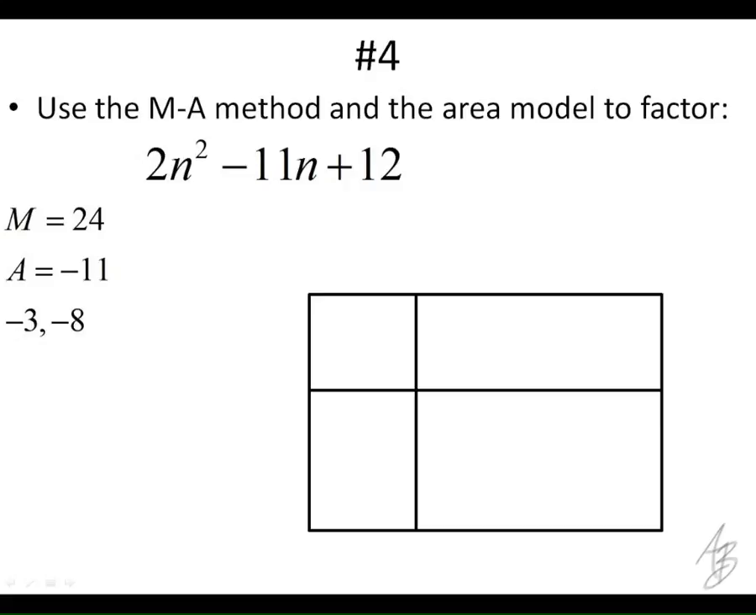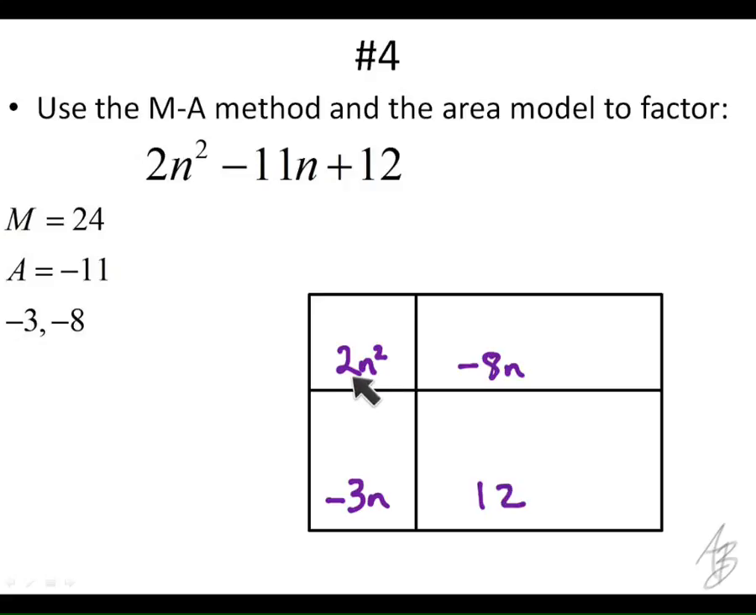So now let's use those to fill in the areas. What's the area of the top left rectangle going to be? What is it? 2n squared. Okay, now on the last problem I said I like to put the negative one here, but they're both negative, so it really doesn't matter. Which one do you guys want to put top right? Negative 8? Okay, so we'll put the negative 8n here, which means that the negative 3n goes there, and then in the bottom right, 12.